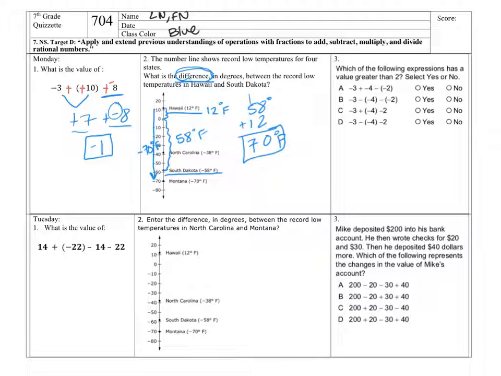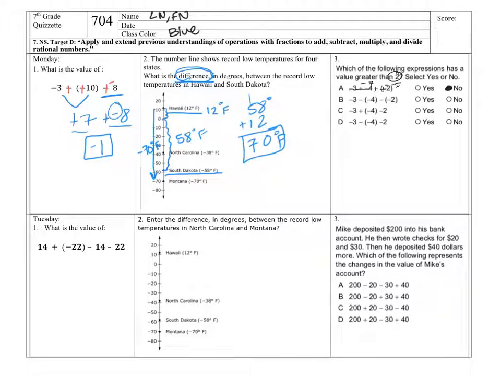Number 3, which of the following expressions has a value greater than 2? Select yes or no. So we're going to solve each one. So A is -3 plus -4. That's -7. Change that to addition of the opposite. So I have -7 plus 2. So that's going to be -5. So that's clearly not greater than 2. So no, it's not greater than 2.